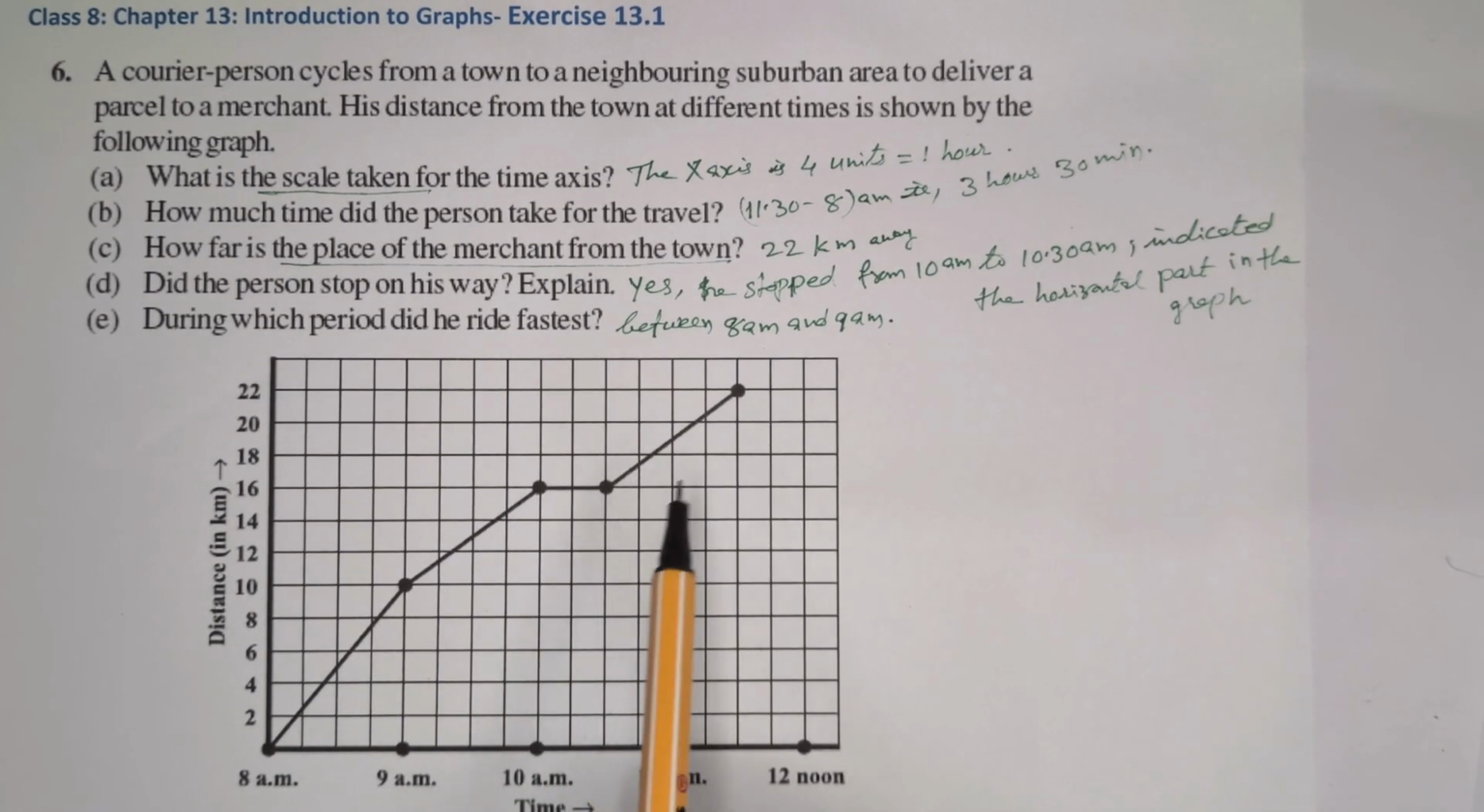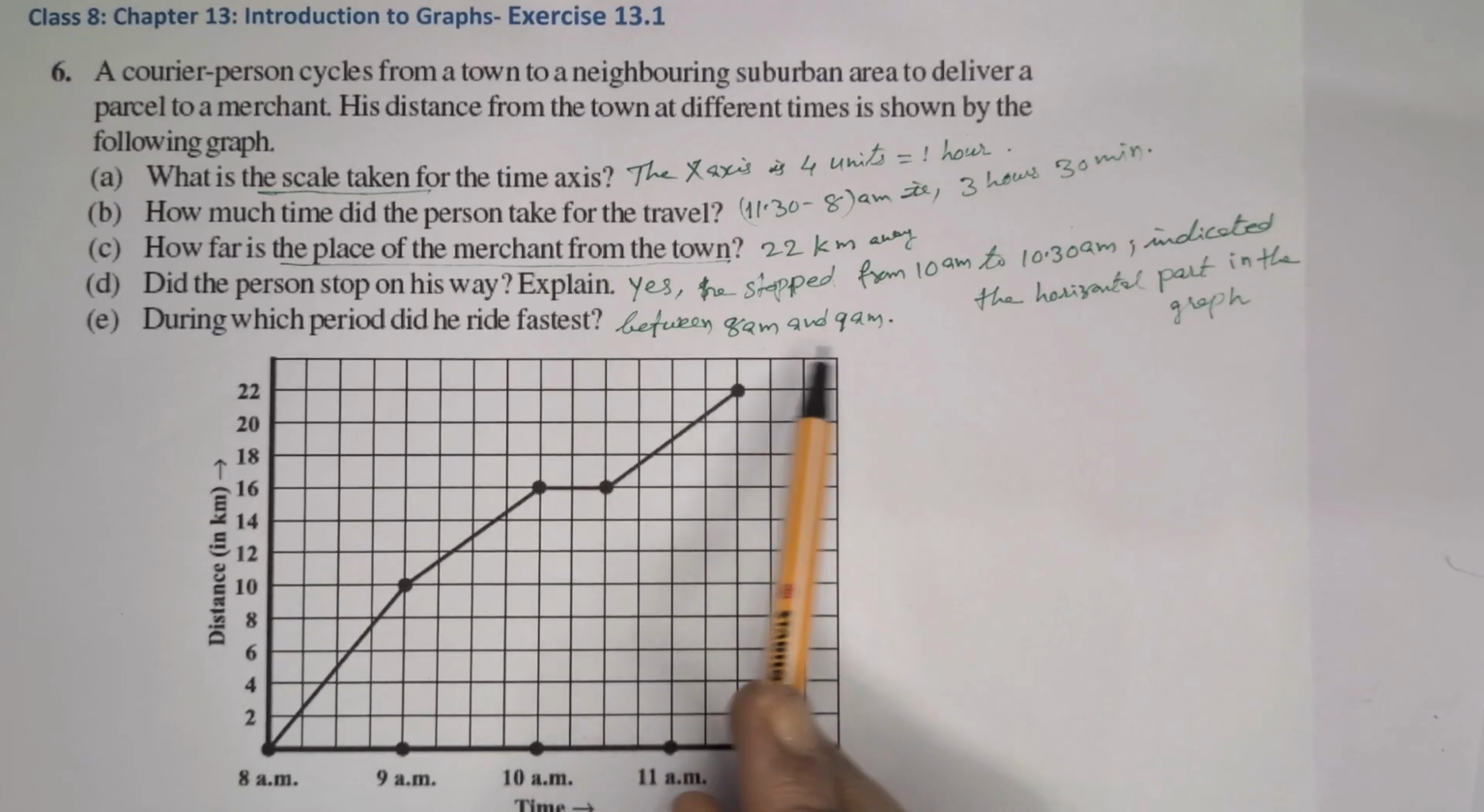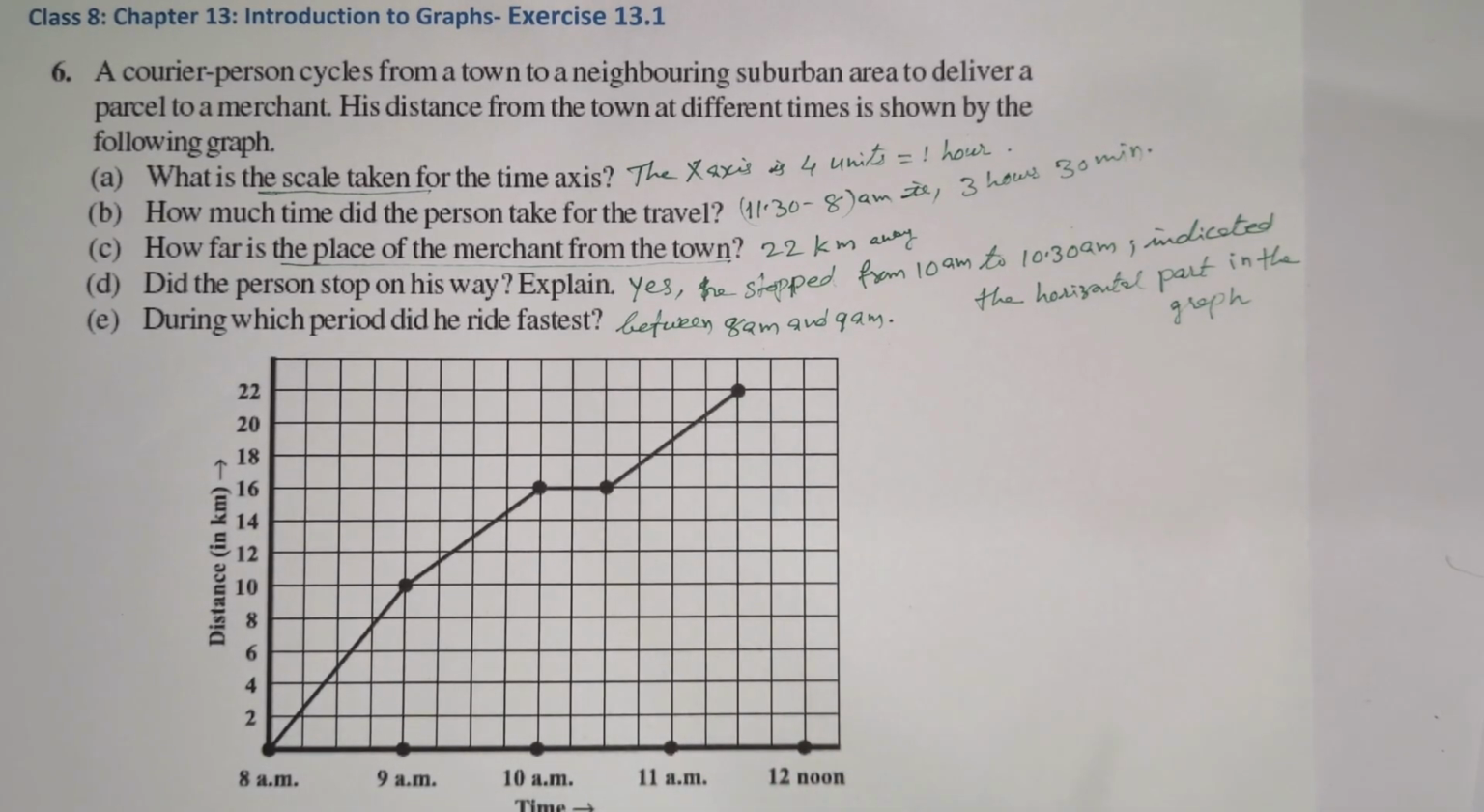Next, during which period did he ride fastest? We can see the graph is going up steeply. That means from 8 a.m. to 9 a.m. he rode fastest. Between 8 a.m. and 9 a.m., that time.